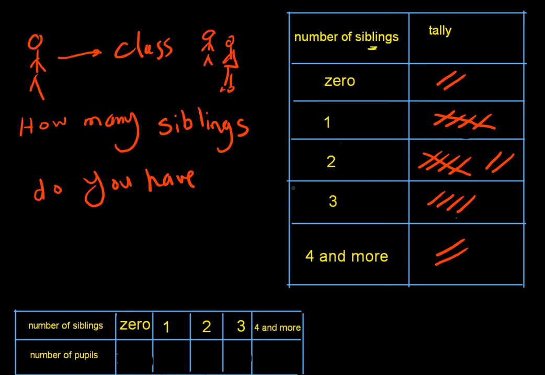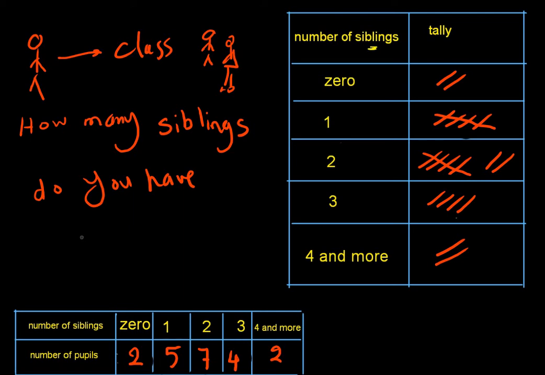Now I want to make this data simpler. So I write here another table, easier than this one. I write number of siblings 0, 1, 2, 3, 4, 5, and so on. Here are the children who have 0 brothers or sisters, 1 sibling, 2 siblings, 3 siblings, 4 and more. And here is the number of pupils. Here is 2, I write 2. Here is 5, I write 5. Here is 7, I write 7. Here is 4, I write 4. Here is 2, I write 2.